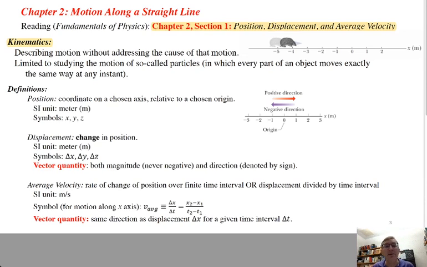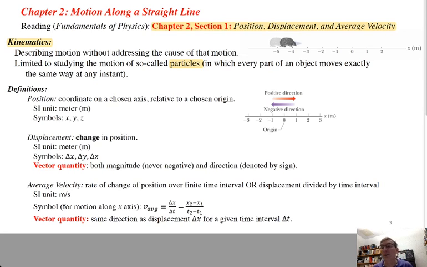So when I say describing the motion, I mean something more than, oh, look, there's an object and it's moving around. Isn't that pretty? Okay? So you'll see as we start bringing in all kinds of very specific terms how we're going to describe the motion of an object. We're also going to limit ourselves to the motion of what we call particles. And by particle in physics and in kinematics specifically, we mean any object in which every part of that object moves in exactly the same way at any given instant.